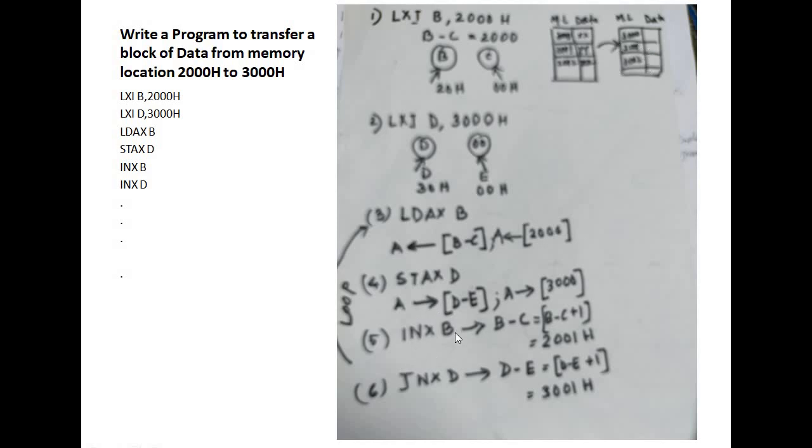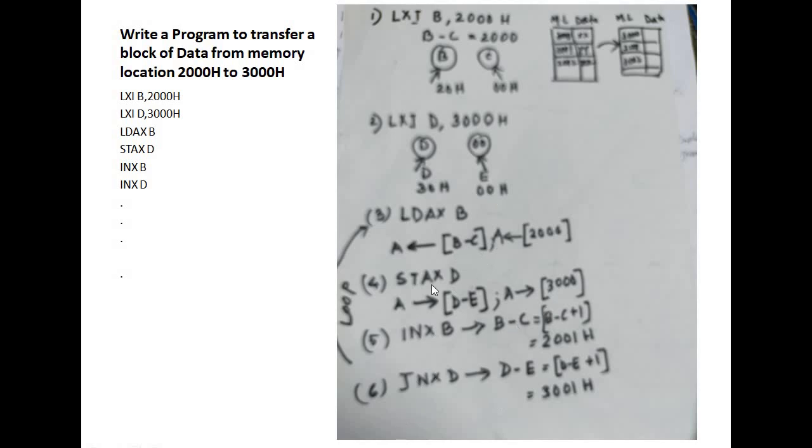Okay, then again I will write INX B and INX D. So again 2001 will be incremented to 2002, and 3001 will be incremented to 3002. Then again I will write LDAX B and STAX D. The ZZ data will first be loaded into A by LDAX B, and that accumulator data will be stored into the memory location pointed to by the DE pair, that is 3002. So ZZ will get transferred into 3002. So this is working in a loop. These instructions I will put in a loop.